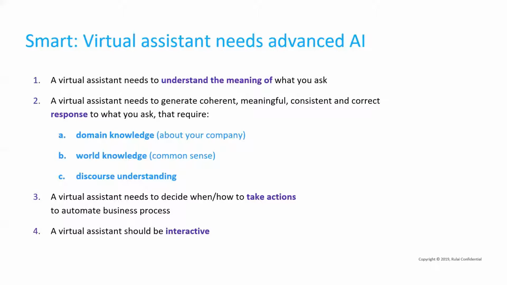To achieve that, the virtual assistant needs to have domain knowledge about a company. It also should have common sense world knowledge that's not said. Also, it should have discourse understanding. Besides, the virtual assistant needs to decide when and how to take actions to automate the business process and to get things done. Of course, it should be interactive. Those are challenging things that require advanced AI.